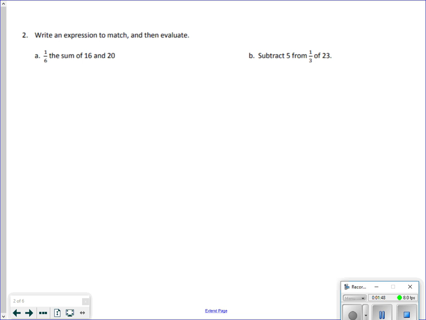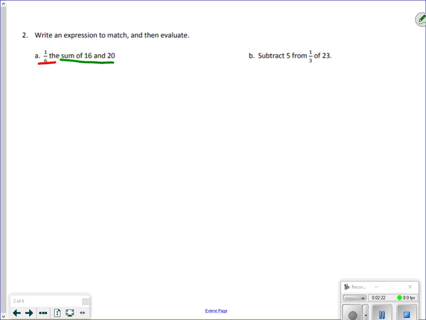So when I have my 2 colors, I have 1/6 the. 1/6 the. What am I having to take? 1/6 of. What am I having to do? 1/6 of what? That's not what I have. 16 and 20. What about 16 and 20? What am I doing? Add 16 and 20 to get your answer. So it's the sum of 16 and 20.